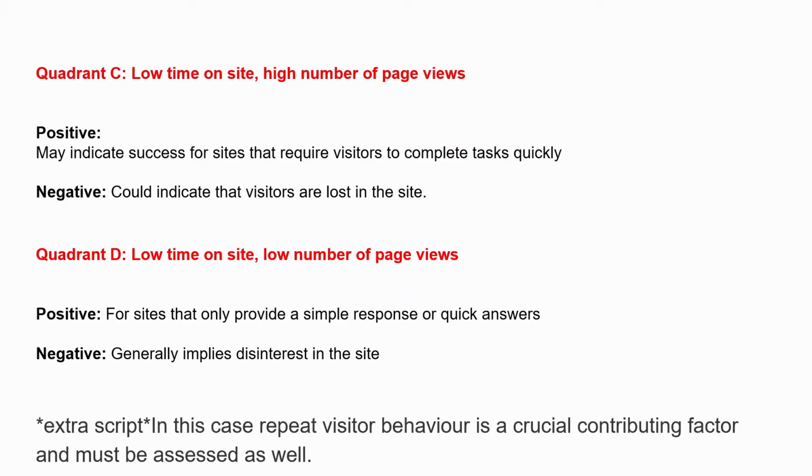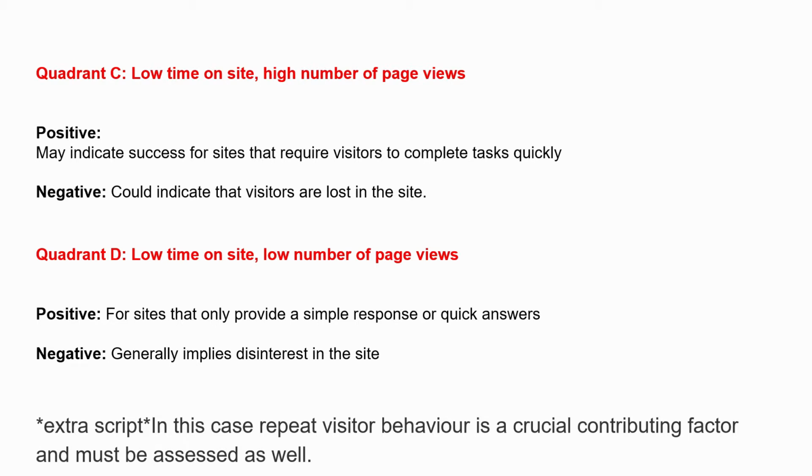For quadrant C: low time on site but high number of page views. In a positive way, this may indicate success for sites that require visitors to complete tasks quickly. But on a negative side, it could indicate that visitors are lost in the site.